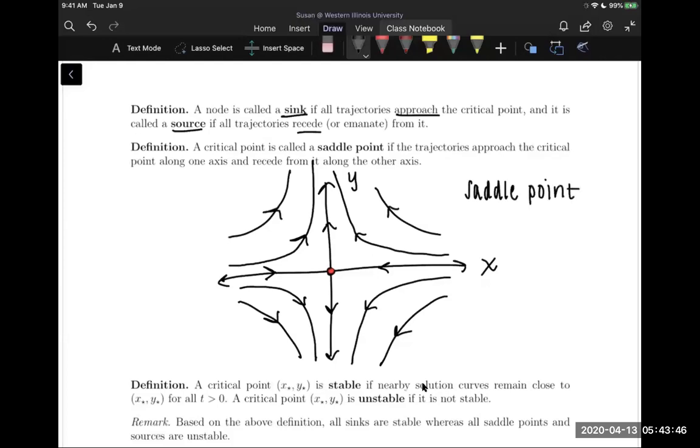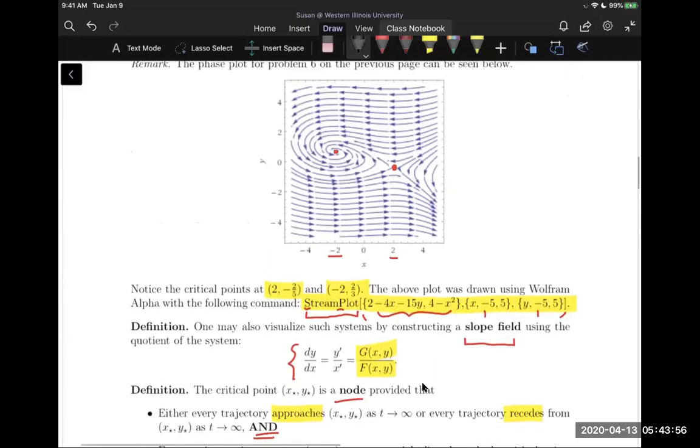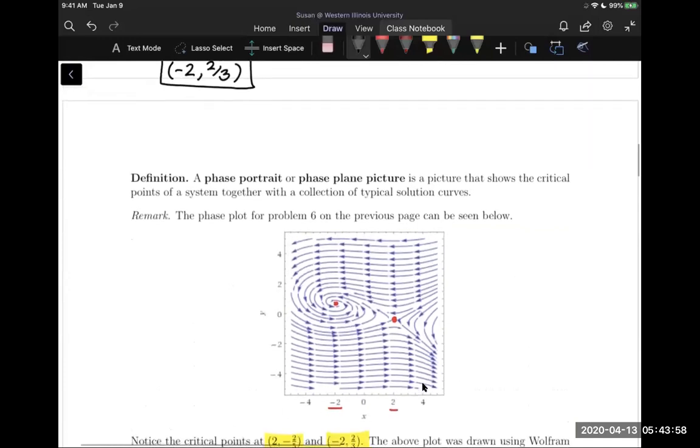If we look back above at our phase portrait that we found using Wolfram Alpha, we see that one of our points was a saddle point. So let me scroll back up to that. This point right here was a saddle point. You'll notice that we are approaching the point along this line, but then we get this saddle-like behavior here, which means we must be diverging away from it here. All right, so there's our saddle point.